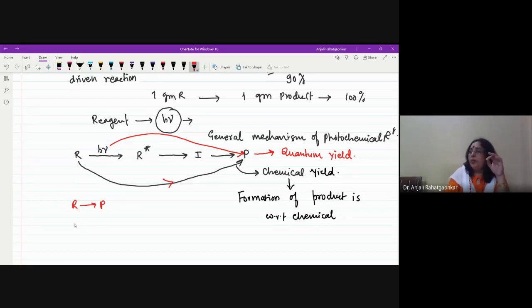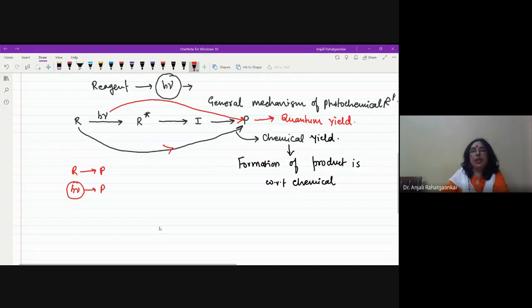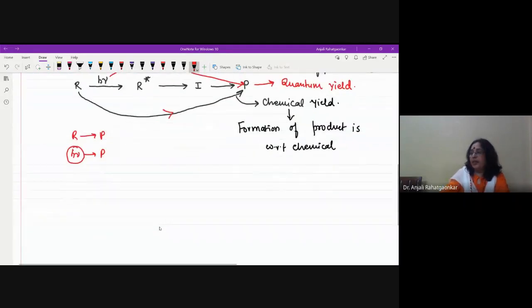But if your product is obtained with respect to photon, or h nu, then it is called a quantum yield. Did you understand this first? So this h nu is very, very important, which gives you this idea of the quantum yield.